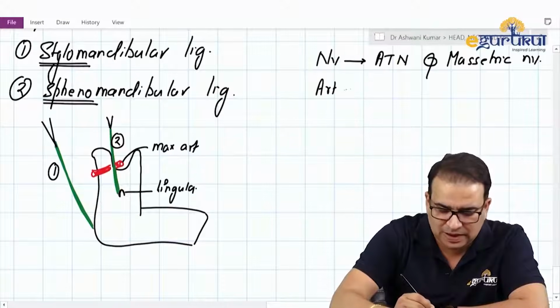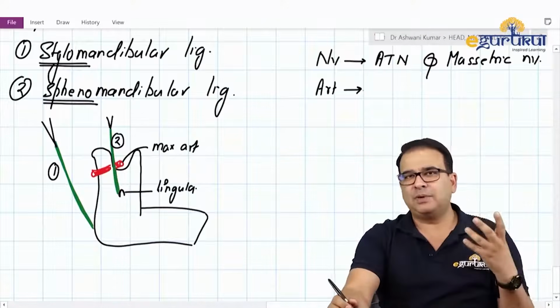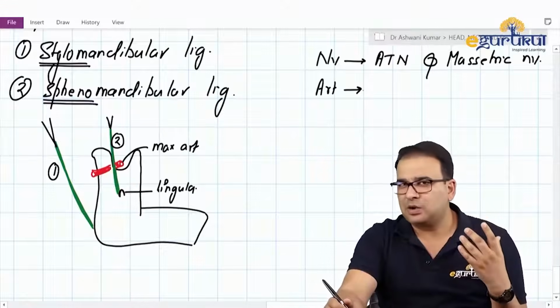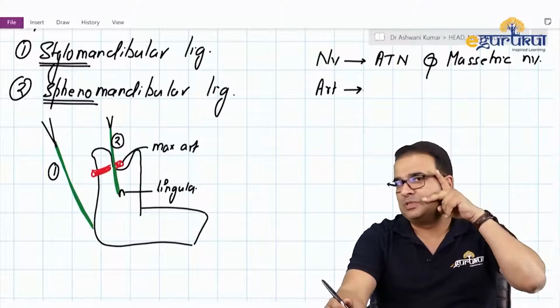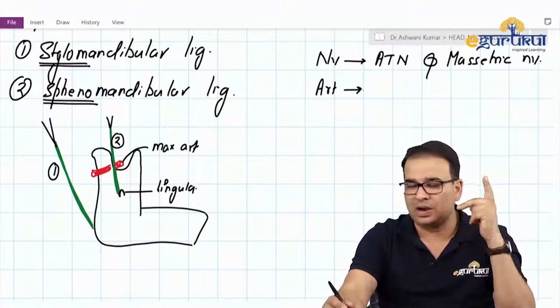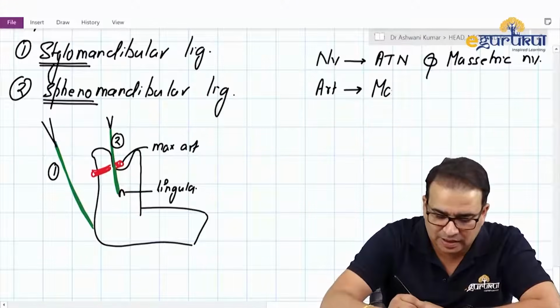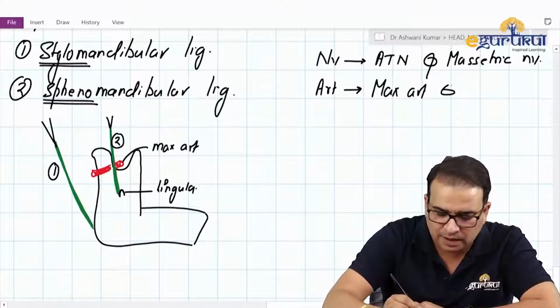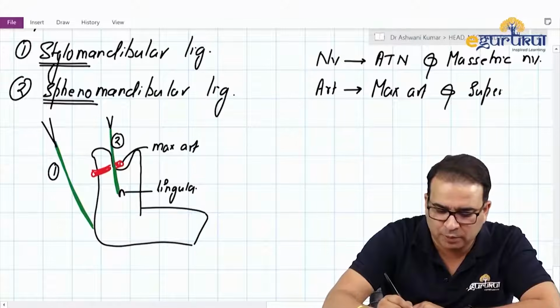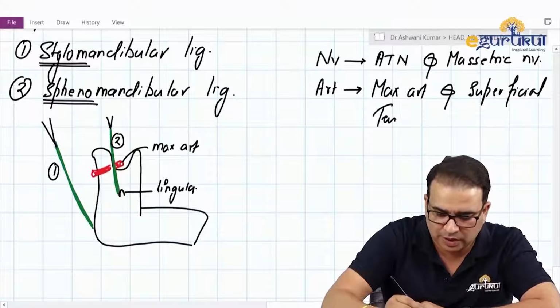Whereas the arterial supply, the blood supply of the TMJ, now think about the two branches of the external carotid artery which are in close relation to the TMJ. The two terminal branches of the external carotid artery: one is the maxillary artery and one is the superficial temporal artery.